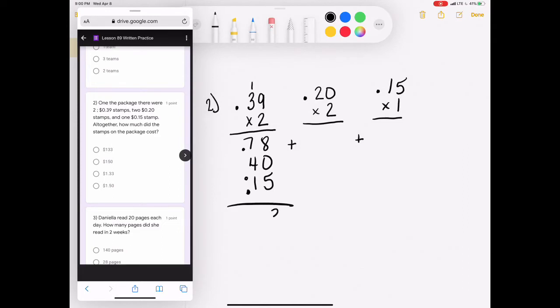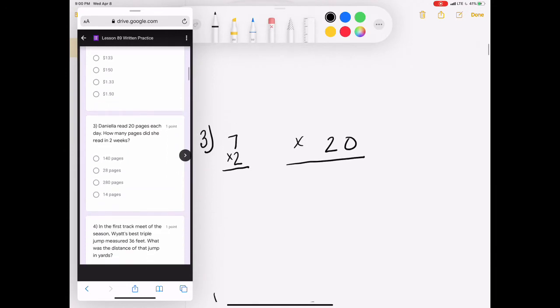8 plus 5 is 13. 7 and 1 is 8. 8 and 4 is 12. Plus 1 is 13. Talking about money, so it has 2 decimal places. The postage would have cost $1.33 with a decimal.